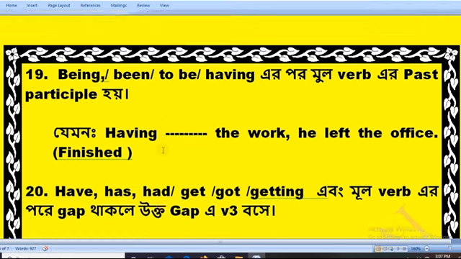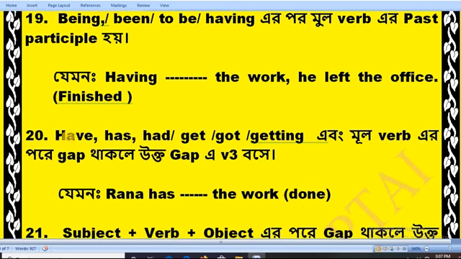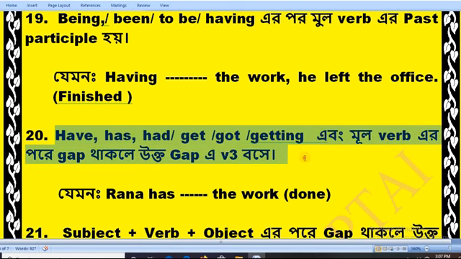This type of words. Now 20. If you see have, has, had, get, got, getting, after this type of words, you must use V3. Rana has done the work. Remember, these types of grammatical rules will be set in the question right form of verb, right?